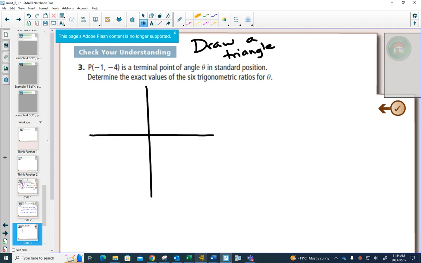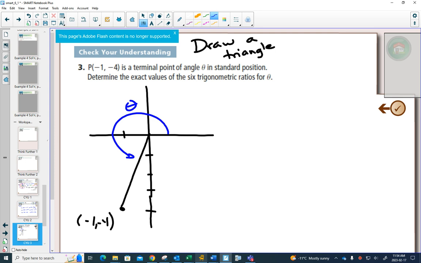All they tell us is we have an angle in standard position with a point at -1, -4. So there's my terminal arm. This would be my angle theta in standard position.